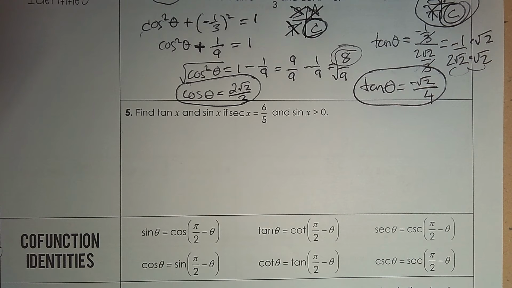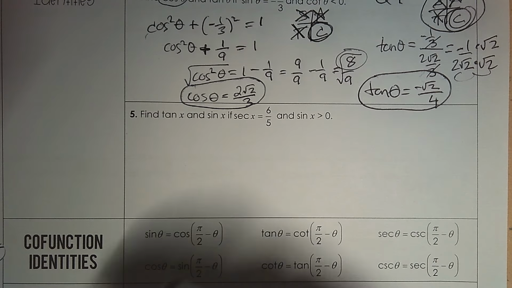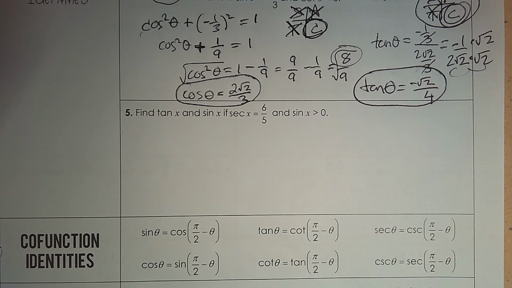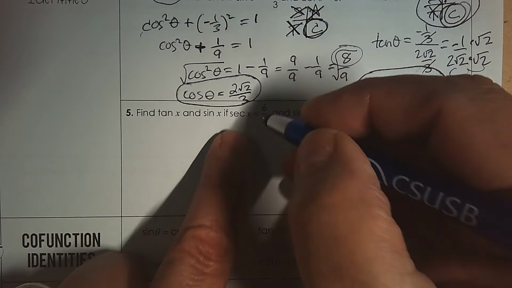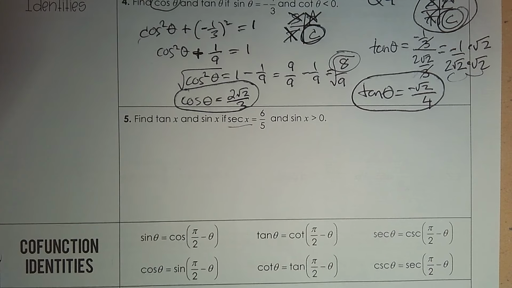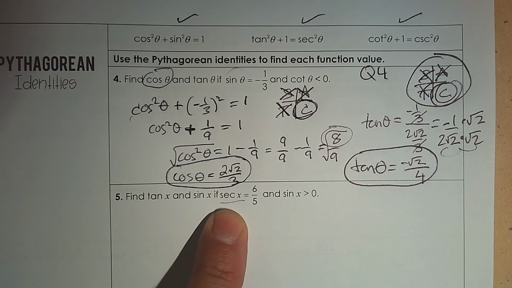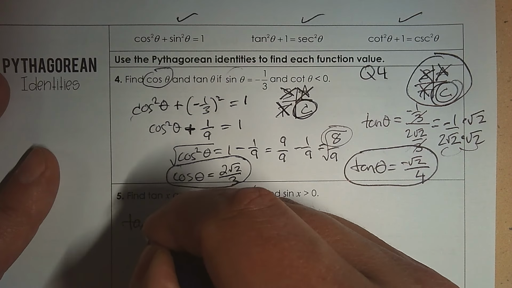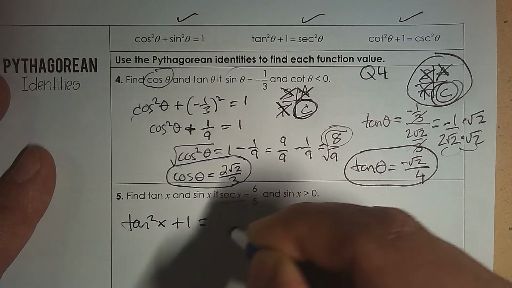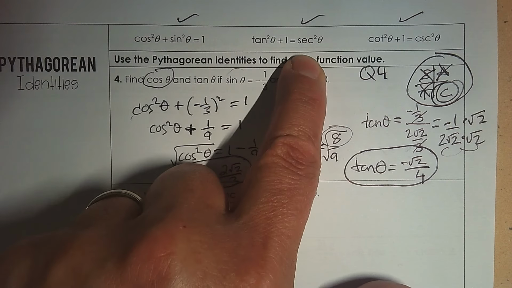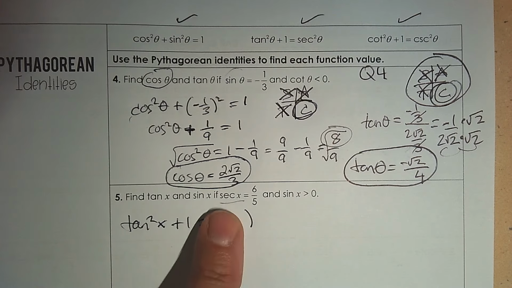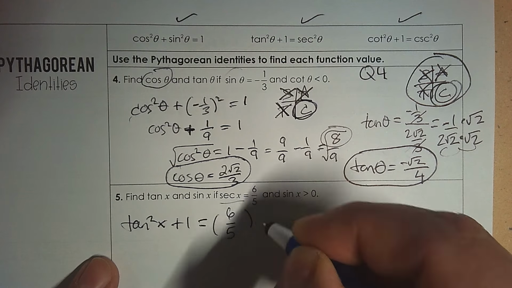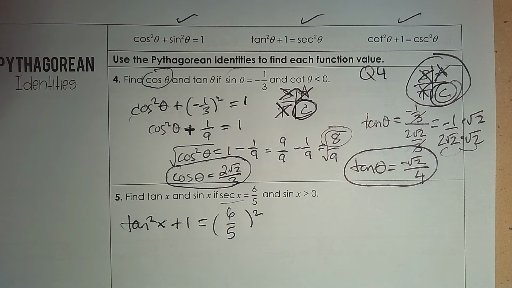Number 5. Here we go. This will be our last question we're doing for the lesson. We're not going to do the other identities below it. So we're going to end with the Pythagorean identities. Here we go. Tangent and sine. And what are you given? Secant. So, if I want to know tangent and I know secant, which identity will I use? So I'm going to write down tangent squared plus 1 is equal to secant squared. Well, secant is 6 over 5, and then I square it. I want you to solve for tangent.